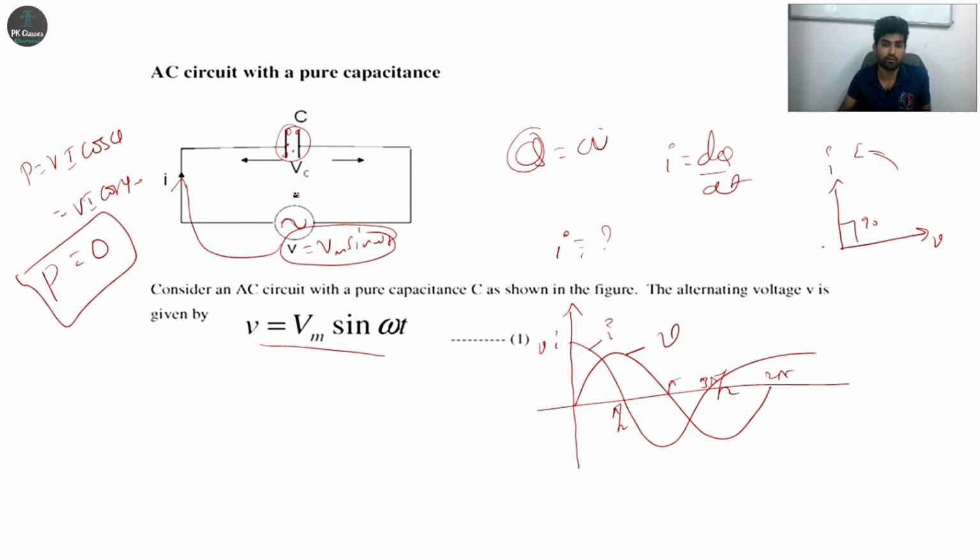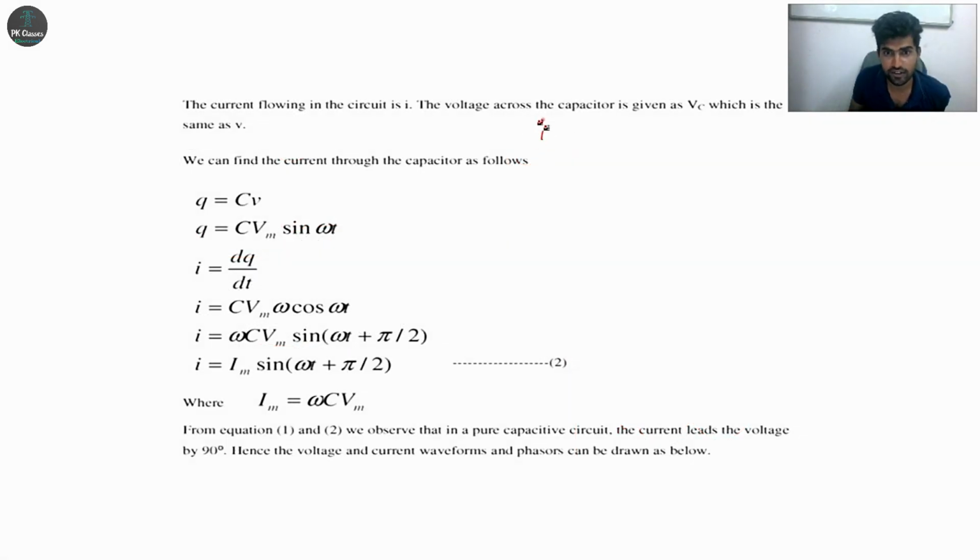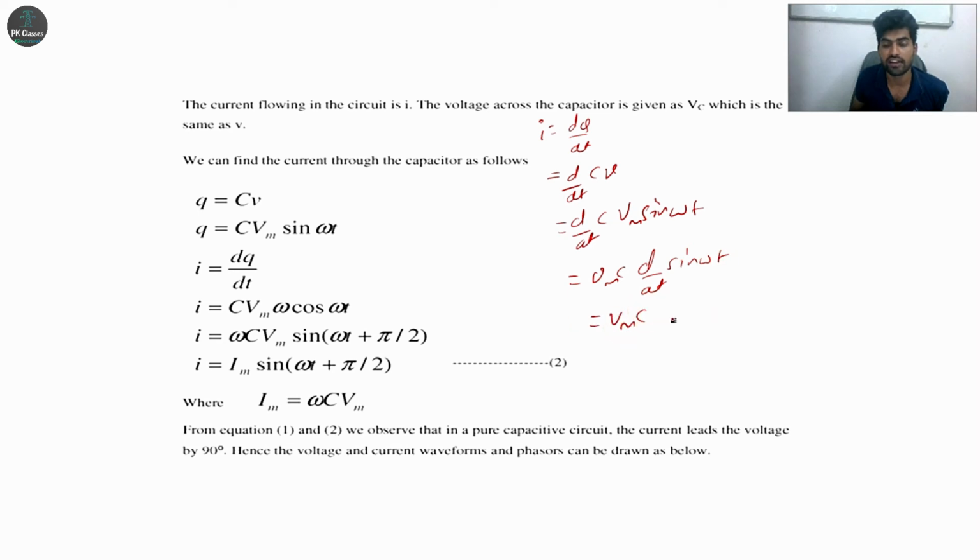We are going to derive the current equation now. I is equal to dq by dt, where d by dt stays as it is, and q is equal to Cv. So d by dt of C into Vm sin omega t, where V is equal to Vm sin omega t, the supply voltage. Vm C stays outside, and we differentiate sin omega t. After differentiating, Vm C stays as it is, and the differentiation of sin omega t is cos omega t into omega. So Vm C into omega cos omega t.